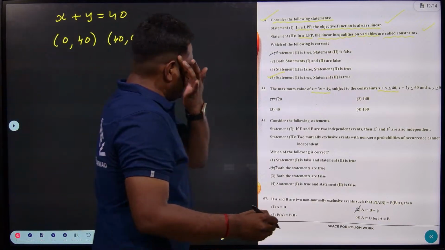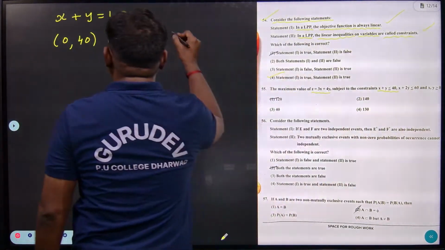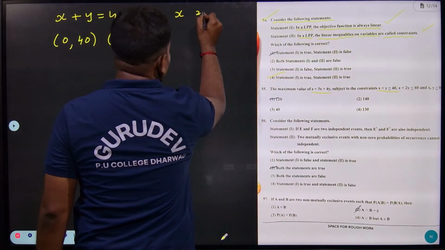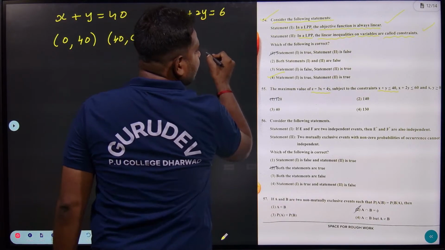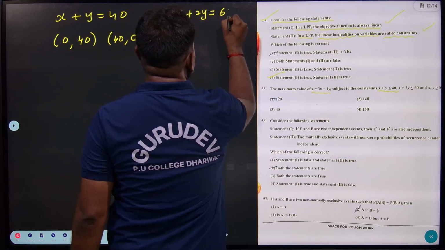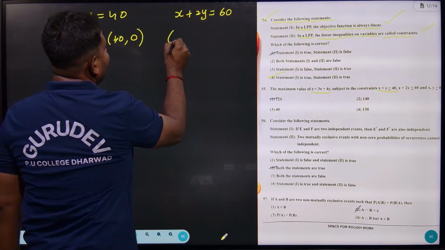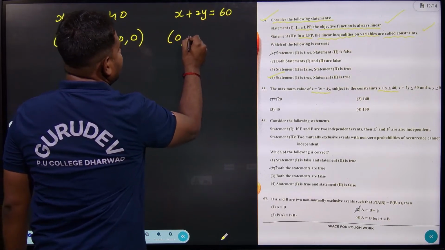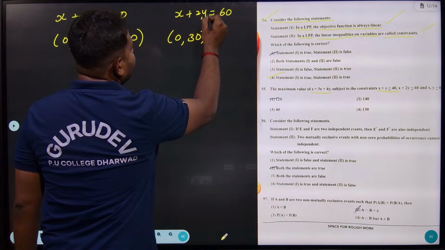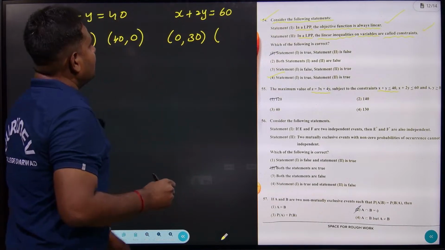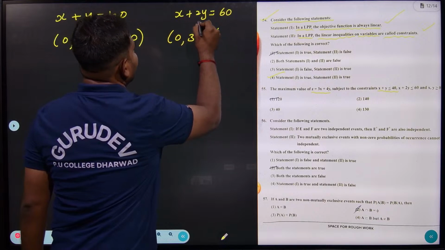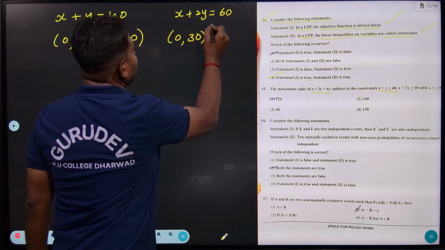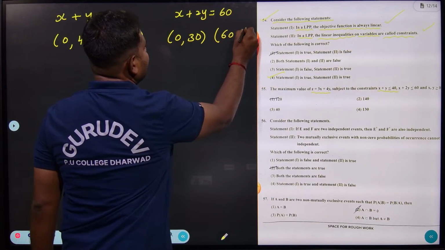Next, x plus 2y equals 60. If I put the value of x as 0, 2y equals 60, so y is 30. And if I put the value of y equal to 0, we get x equal to 60. That is, the point 60 comma 0.